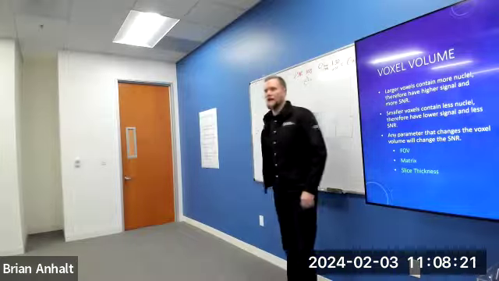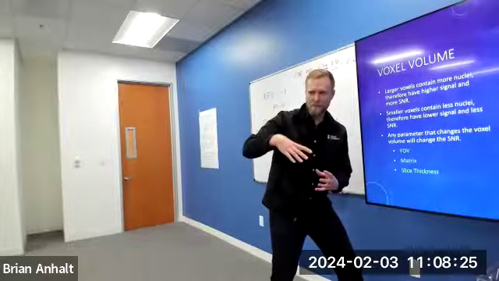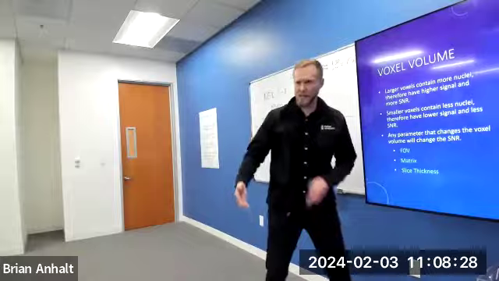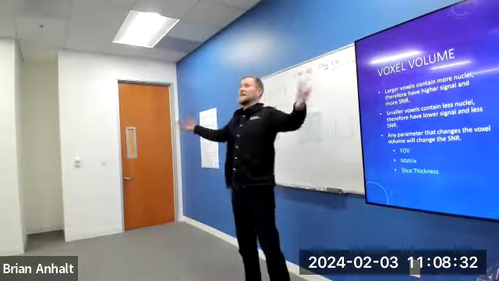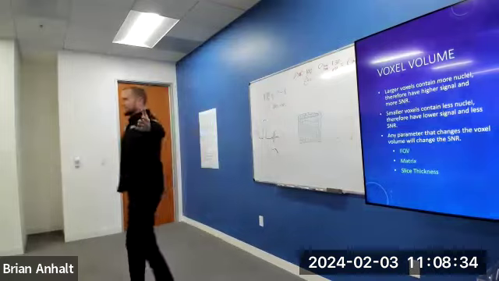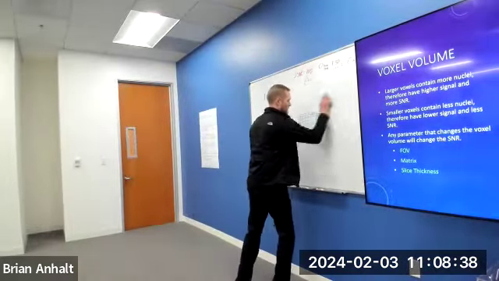So lowering my voxel volume can be done by doing what to the field of view? Decreasing it. Doing what to the slice thickness? Decreasing it. And doing what to the matrix? Increasing it. I will go for the absurdly small so that it makes sense.